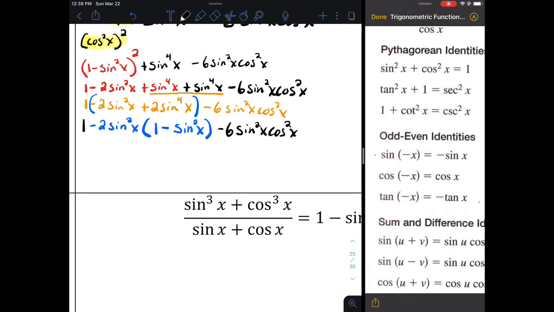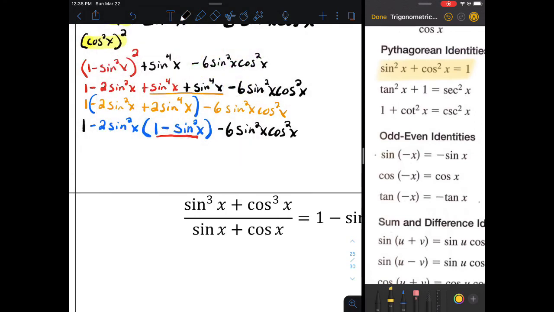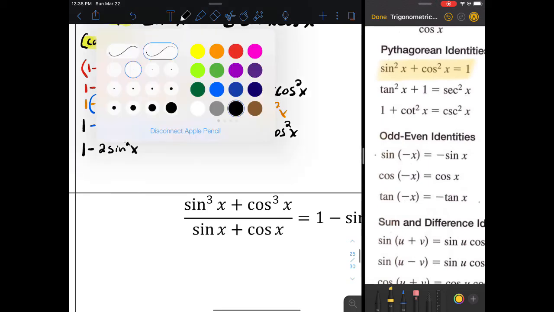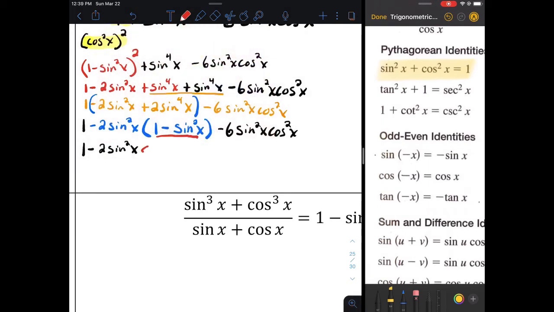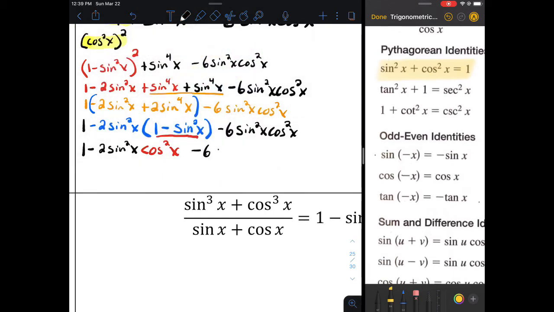Well, 1 minus sine squared x is a Pythagorean identity. 1 minus sine squared x is cosine squared x. And so we're getting very close now. So we have 1 minus 2 sine squared x times cosine squared x. And then the rest of my problem, because I didn't really change anything else.